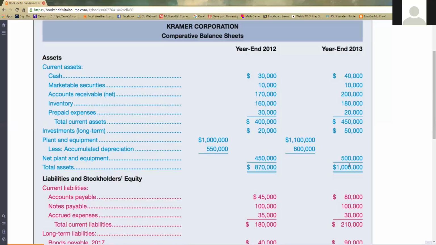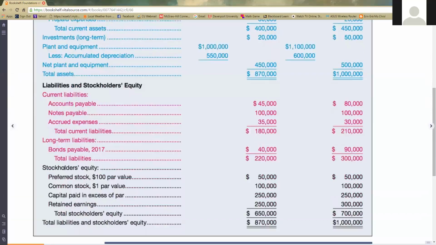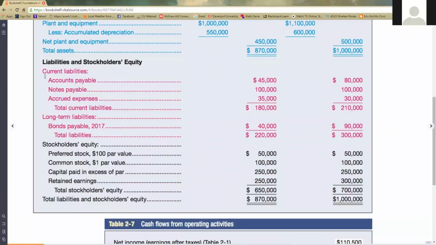So when you see a balance sheet, you may see subcategories of assets, and you may see subcategories of liabilities. The liability categories are really pretty straightforward. Current liabilities, long-term liabilities. Current, things I'm going to pay within the next year.